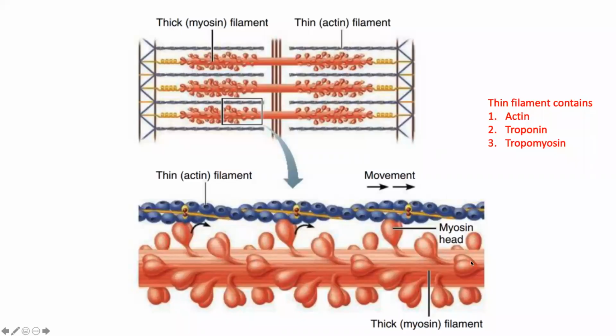So now you can appreciate the thick filament, which is made of myosin and myosin heads. And you can see the thin filament, which is made of actin, the blue structure, and troponin, these little yellow areas, and tropomyosin, colored with the yellow strand here. We'll talk about these structures in a little more detail later in the lecture.